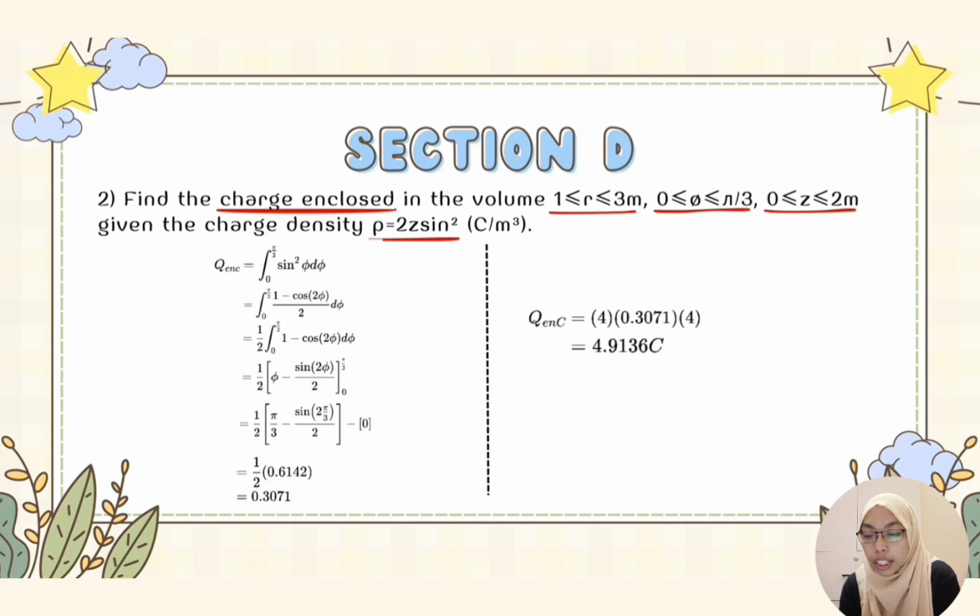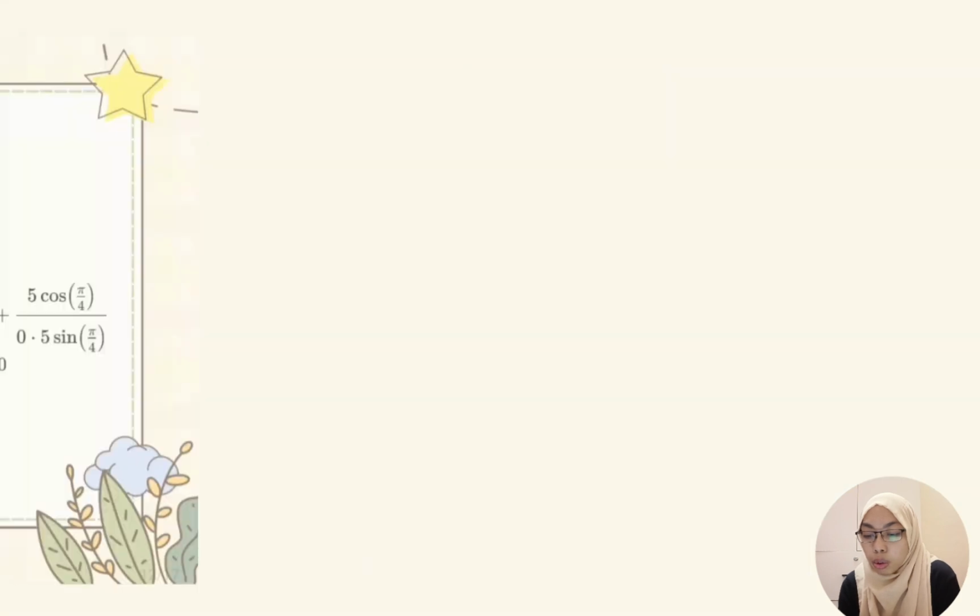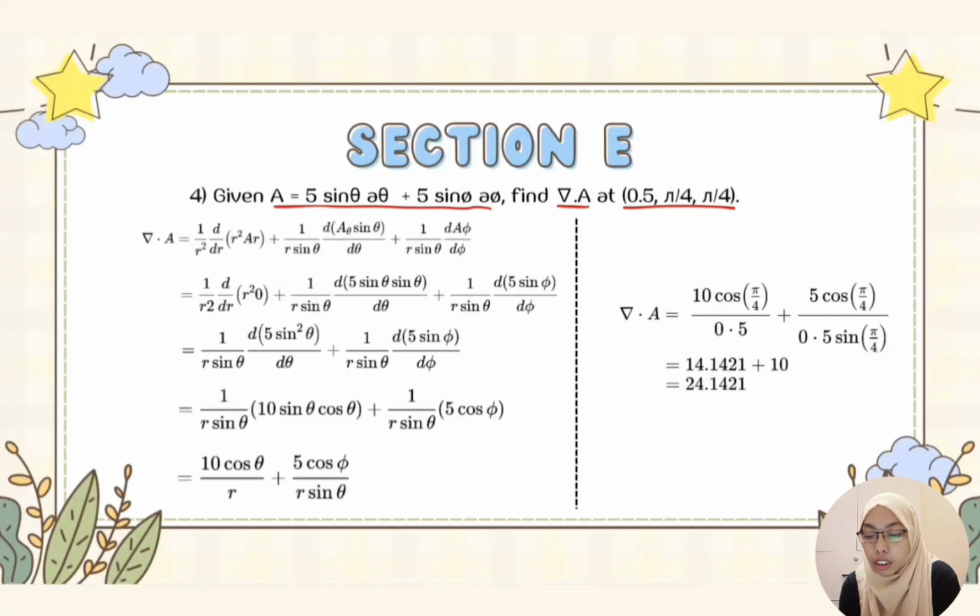And the final answer is 0.3071. Don't forget to combine all the integration values, which is Q enclosed equal to 4 times 4 times 0.3071, and the final answer for this question is 4.9136. Section E. Given A equal to 5 sin theta A theta plus 5 sin phi A phi, find the divergence of A at 0.5, pi over 4 and pi over 4.